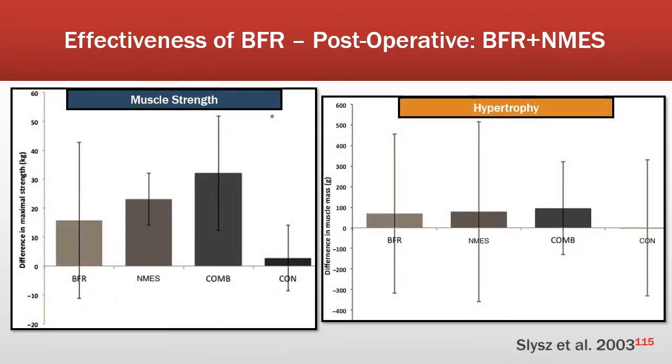And the results here show that there's actually an aggregate effect with the combo group. So when you combine NMES and BFR, it's better than either one of those alone when it comes to muscle strength. In hypertrophy, it really didn't matter whether you did BFR, NMES, or both, but you better do one of those because all of them are better than the control.